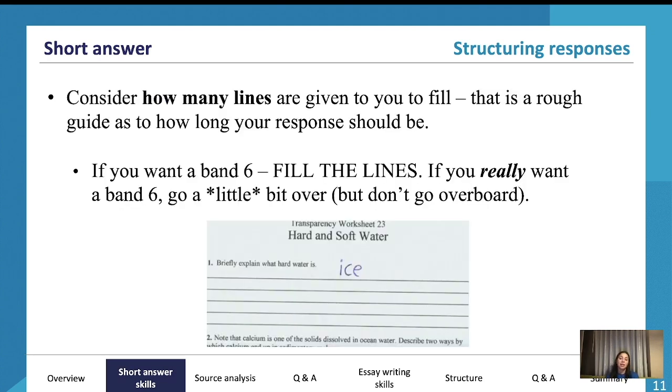So consider how many lines are given to you to fill, and that's roughly how long your response should be. So if you want a band 6, fill the lines, and if you really want a band 6, go a little bit over, but you don't have to go overboard, and there's no point.